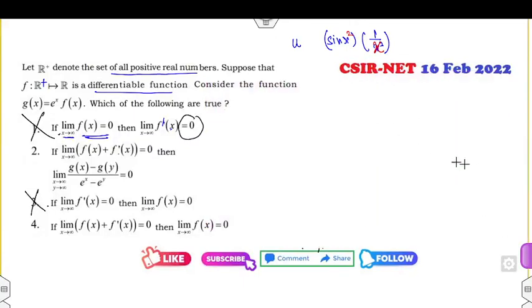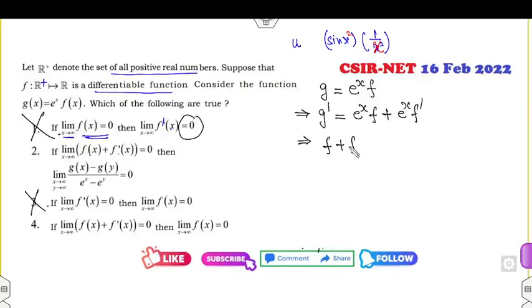Now look at the second option. In the second option, I need a f dash. So what is given to you? G is my e raised to power x into f. I can calculate the f dash. This is e raised to power x into f plus e raised to power x into f dash. Or I can write f plus f dash is g dash over e raised to power x. Now, the second part suggested to you if the left hand side is 0 as the limit x approaches infinity, then g dash over e raised to power x is also 0.